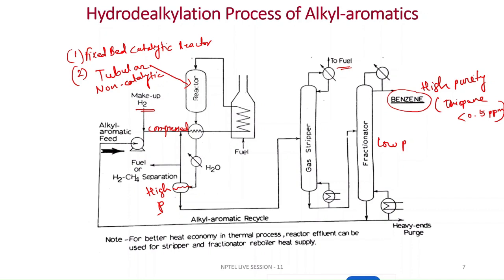By this process, 95 to 98% conversion can be obtained for toluene as a feedstock, and 90 to 95% conversion for naphthalene as a feedstock. So that's how, by the hydrodealkylation process, we are getting benzene from the various alkyl aromatics.